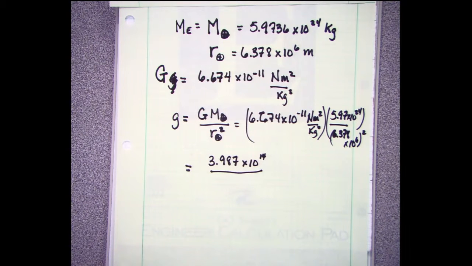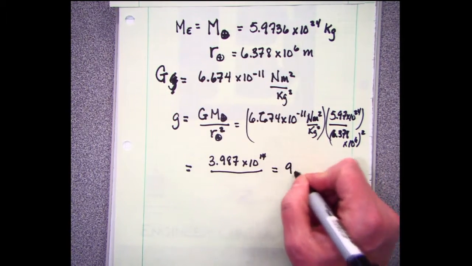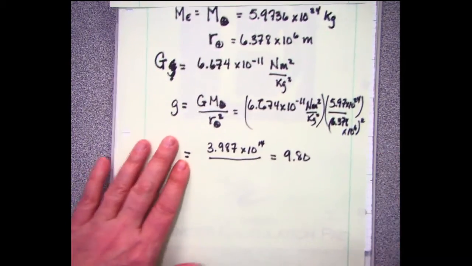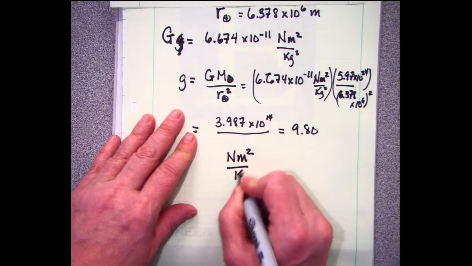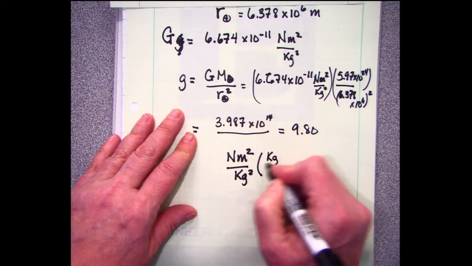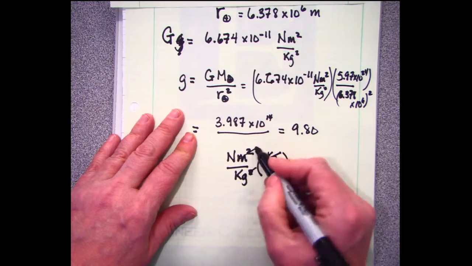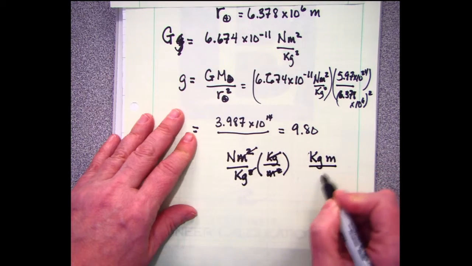So I have Newton meters squared, kilograms squared, and I have kilograms meters squared. One kilogram cancels, meters squared cancels, so now I get kilograms meters per second squared, kilograms. Kilograms cancel, I end up in meters squared. And this is 6.378 times 10 to the 6th, all that squared. And it gives me 9.8.